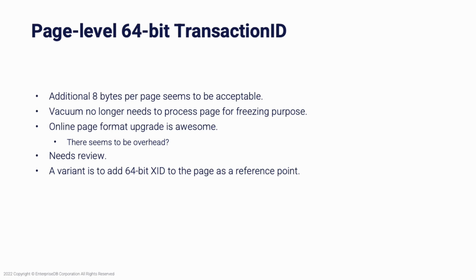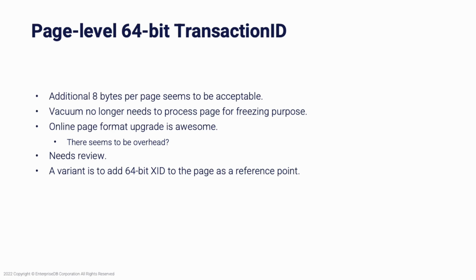And here is a summary for the page level 64-bit transaction ID idea. Adding an extra 8 bytes per page seems to be acceptable to the community, and vacuum no longer needs to process pages for filtering purposes, but might still be needed for the SLRU truncation. Online page format upgrade is awesome, but there seems to be some overhead. I still need to investigate that, though. The patch is still under development, so it needs review.